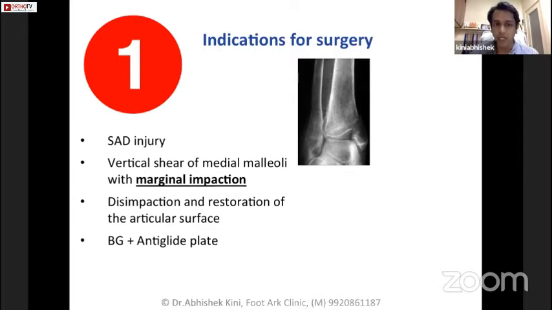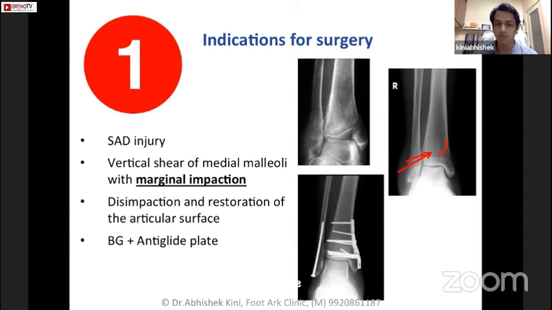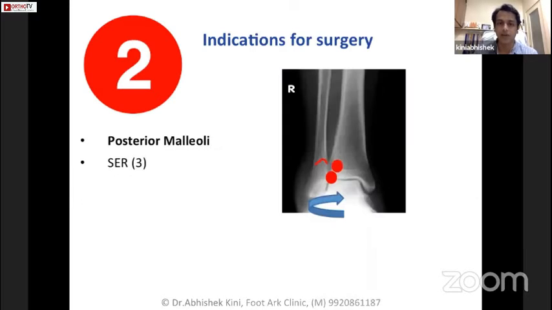Coming first to the medial malleolus, a very important factor which you need to look at is the supination adduction injury, where there is a vertical shear of the medial malleolus with marginal impaction. This is the fracture, and you need to disimpact and restore the articular surface. It's very important that when you disimpact it, there might be a void in the metaphysis and you may have to bone graft it and put an antiglide plate. So with the medial malleolus, be careful about the vertical shear fracture and the marginal impaction. It's very important that you don't take these fractures of the medial malleolus lightly.